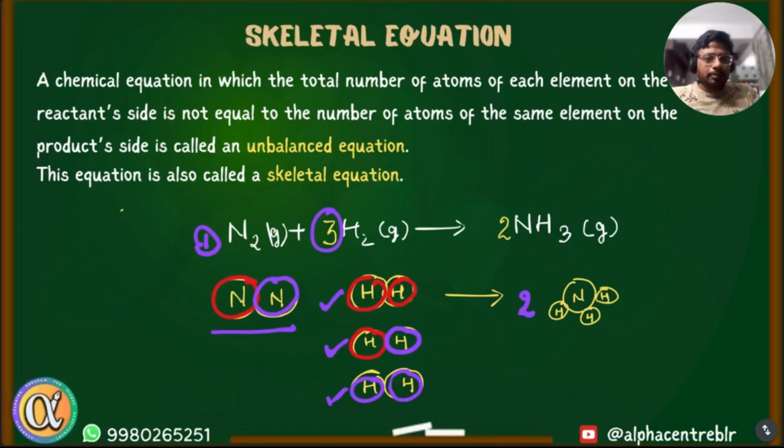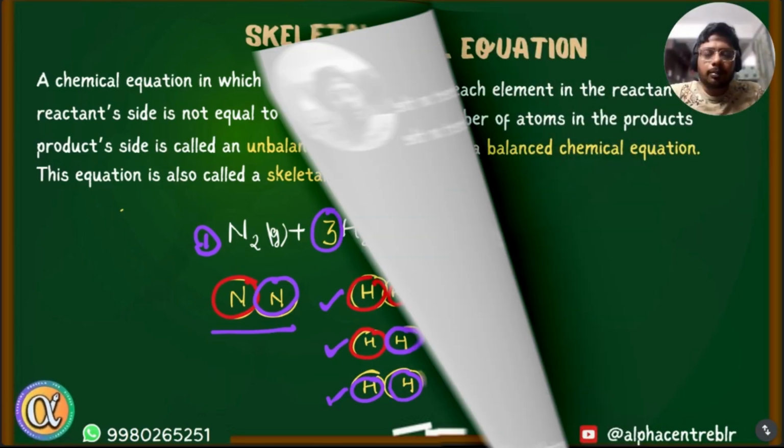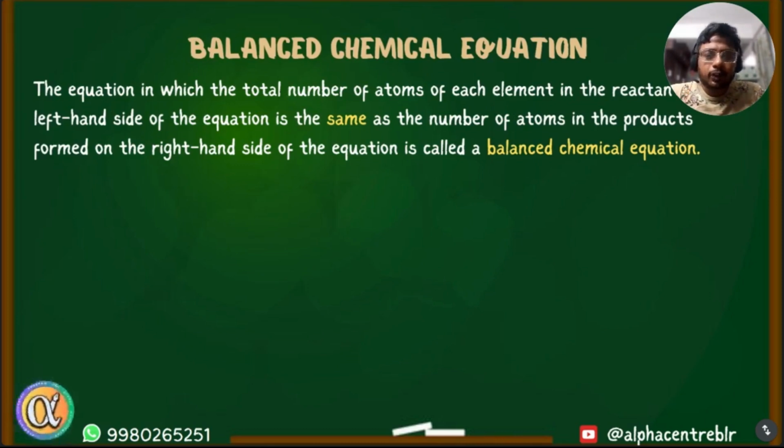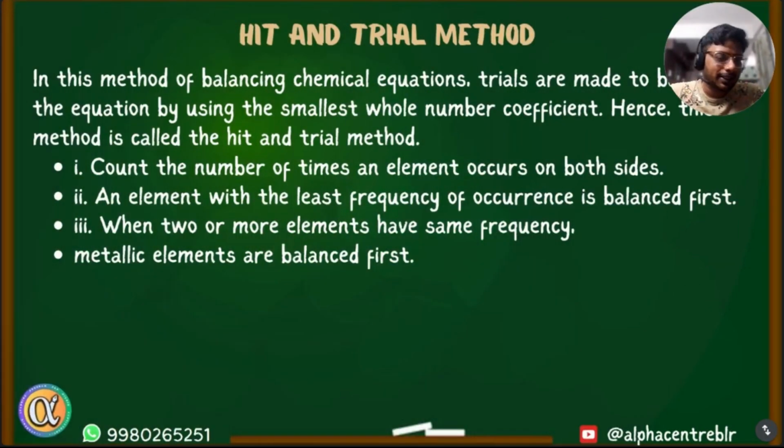Yeah. Basically, the idea behind introducing three hydrogen and two ammonia is to ensure that the number of elements is the same on either side. That's the idea. And if you keep this in mind, I think it's not that tough to balance. A balanced chemical equation is nothing but the equation in which the total number of atoms of each element in the reactants on the left side of the equation is the same as the number of atoms in the products formed on the right side. So if every single element is the same on either side, left and right, that's what we did now with nitrogen and hydrogen, then it is known as a balanced equation. It is the hit and trial method.